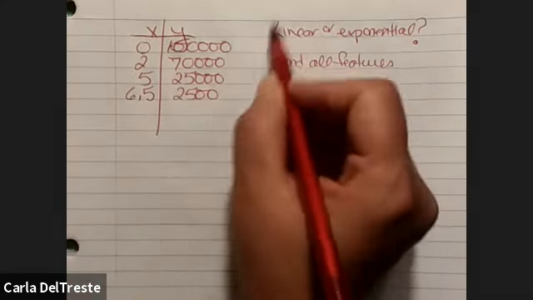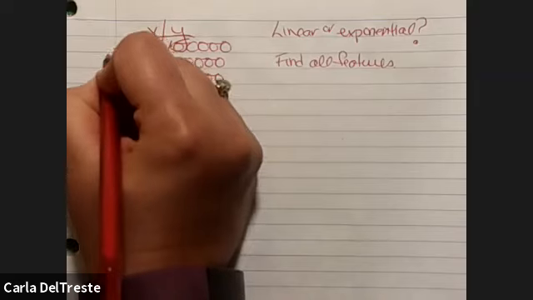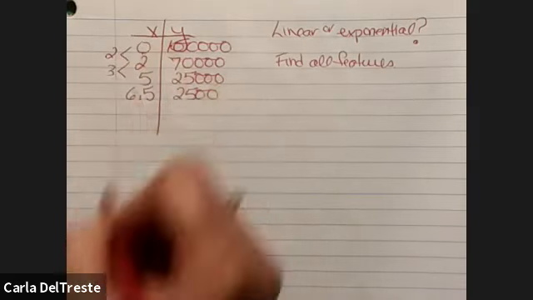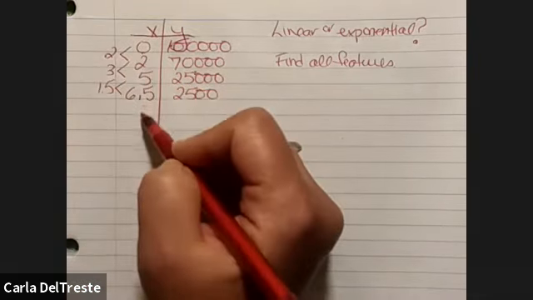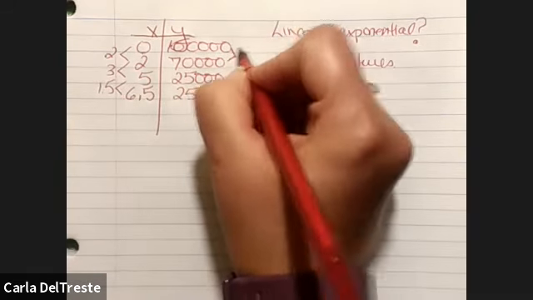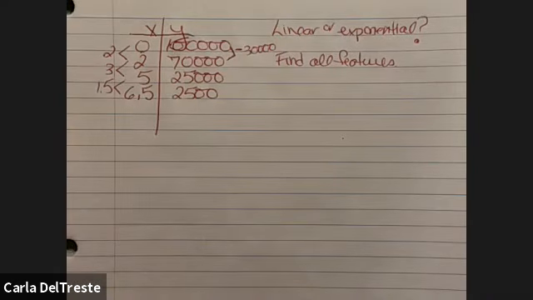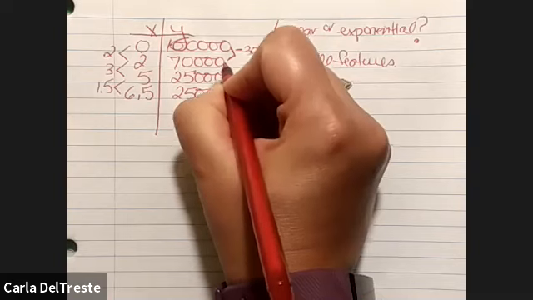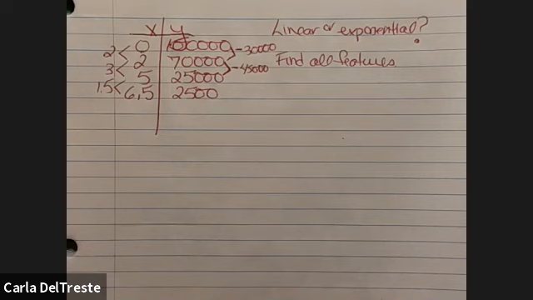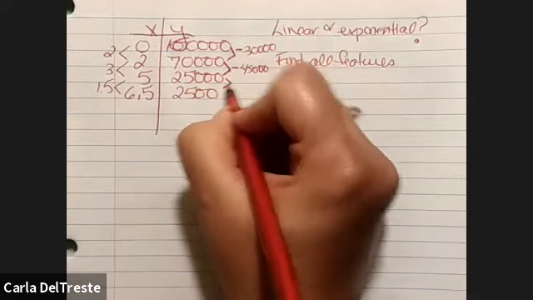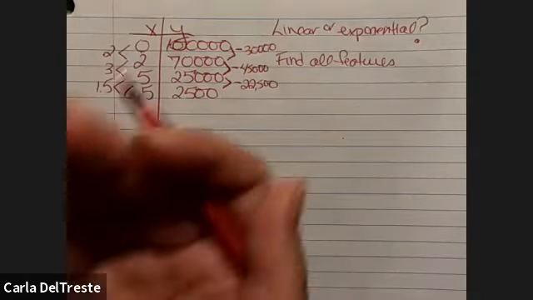So I want to test linears first. Always linears first anyway, because it's an easier test. This is changing by 2. This is changing by 3. And this is changing by 1.5. I'm just looking at these differences. This is changing by negative 30,000. I'm losing 30,000. This is changing by negative 45,000. I'm losing 45,000. And then this is changing by negative 22,500. Negatives again because I'm dropping, I'm losing.